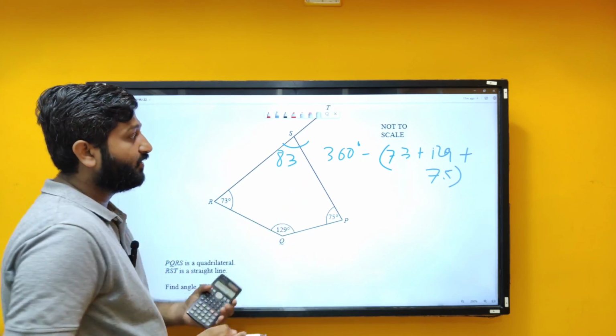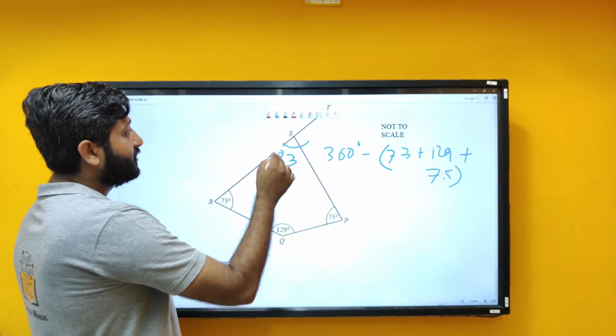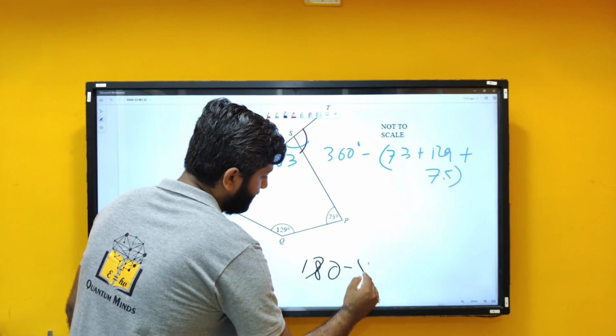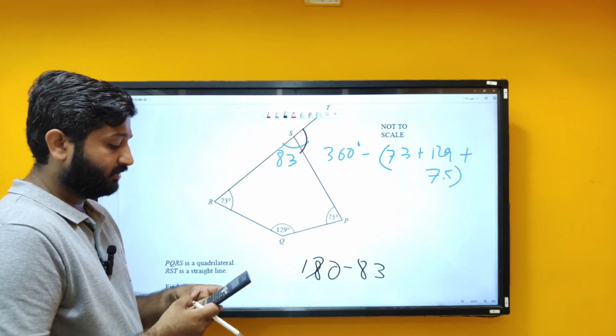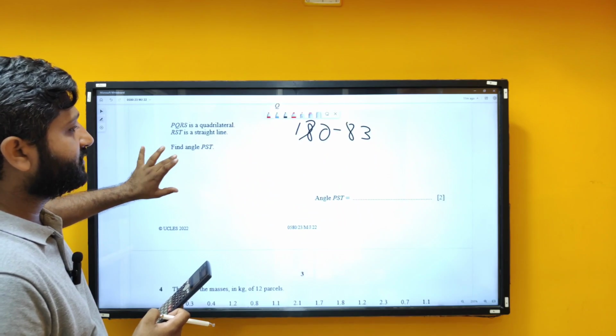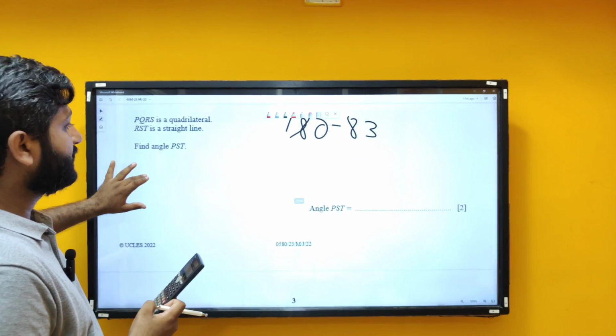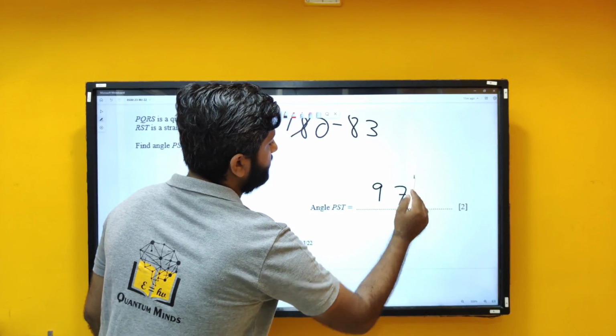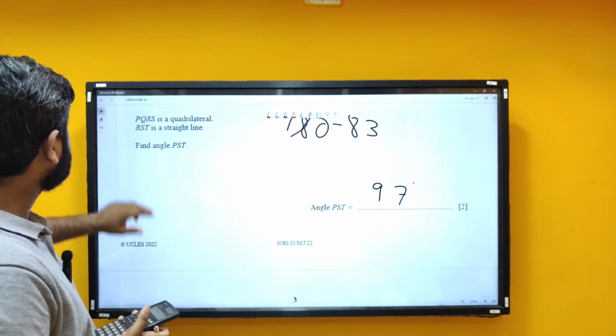So this is 83. Now if this is 83 and this is a straight line, angle PST will be 180 minus 83, which is 97. So the answer to this question is 97 degrees. Let us move to the next question.